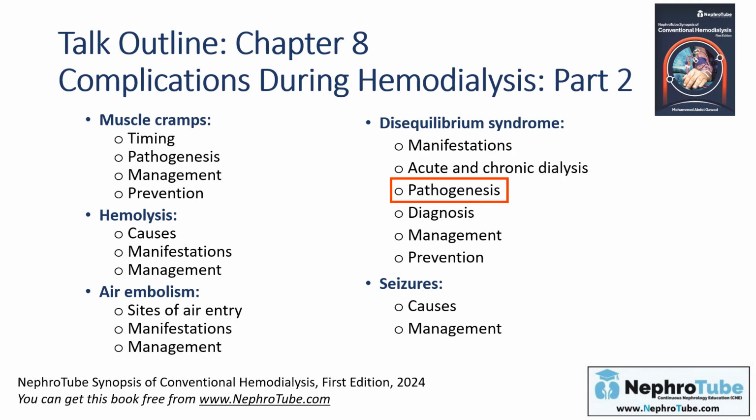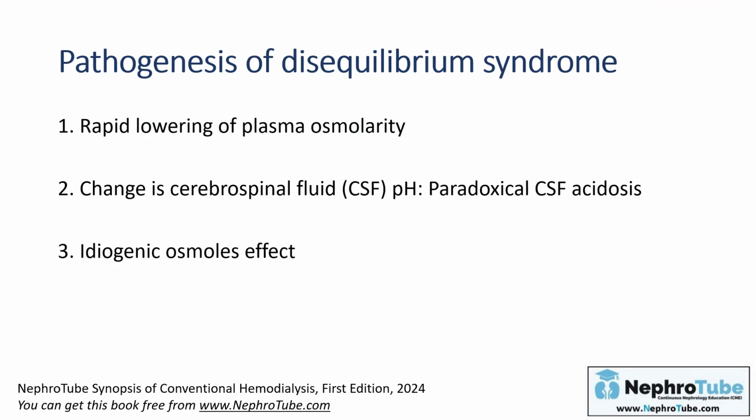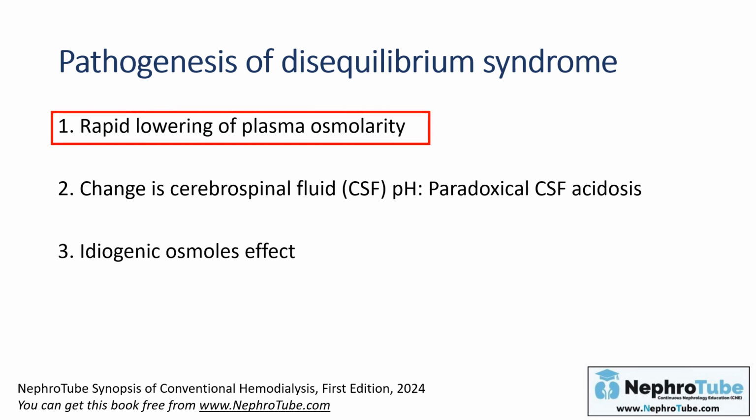Regarding the pathogenesis of disequilibrium syndrome, we have 3 theories explaining it: the rapid lowering of plasma osmolarity, paradoxical CSF acidosis, and idiogenic osmoles effect. Let's start with the first one, rapid lowering of plasma osmolarity.